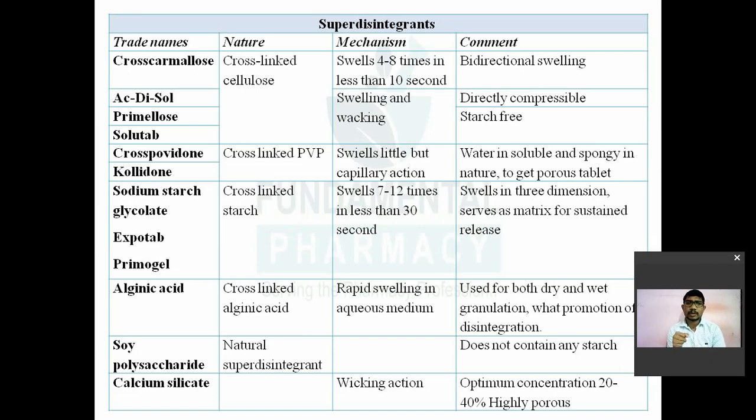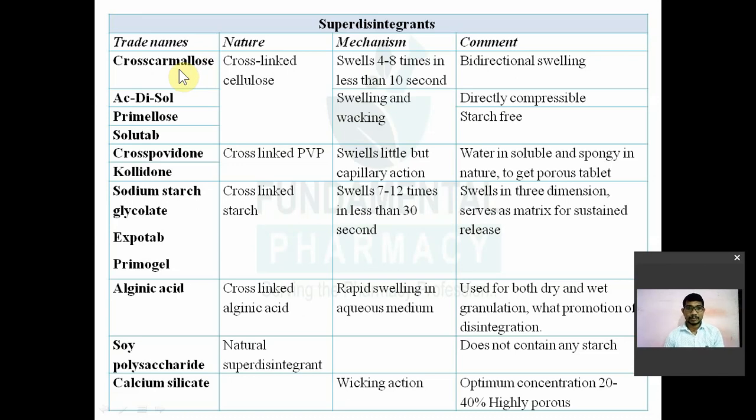Mostly these super disintegrants are used to make fast dissolving tablets, quick dissolving tablets, mouth dissolving tablets, or such kinds of dispersible tablets. So these kinds of disintegrants are used. Now we'll see one by one. I have made a chart: trade name, nature, mechanism and comment. So what is the trade name and nature?